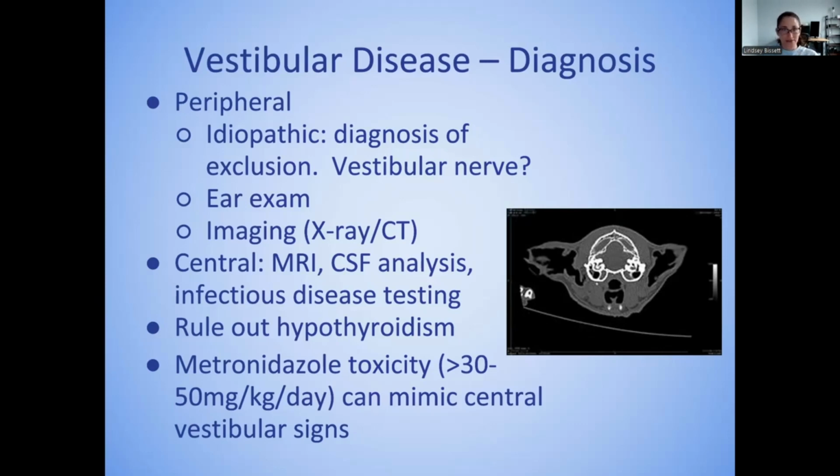Another thing to consider, very important in history taking, is if they've been on metronidazole recently, especially if they've gotten upwards of 30 to 50 mg per kg per day. I've even seen this in one case at an appropriate dose, about 20 mg per kg per day. So it can happen even at lower doses, but typically it has to be pretty high. These symptoms can mimic central vestibular signs, so history taking in that case is going to be very important.